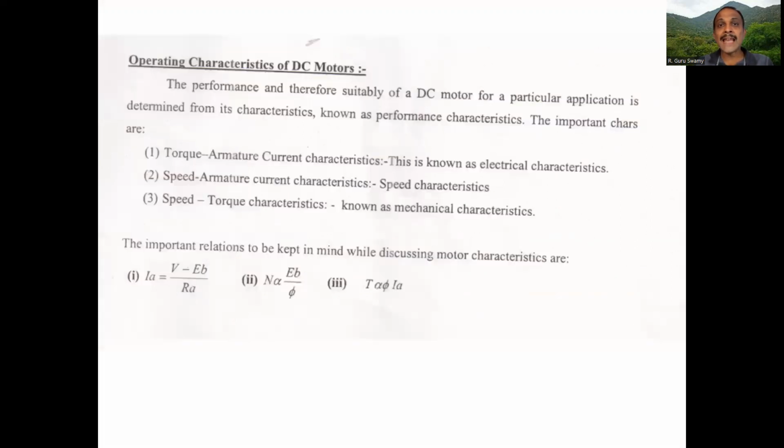Now we'll come to the characteristics of the DC motor. There are mainly three characteristics of the DC motor: torque versus armature current characteristics, speed versus armature current characteristics, and speed versus torque characteristics. Based on these three relations, they are going to be drawn.